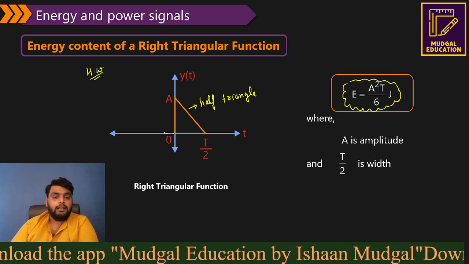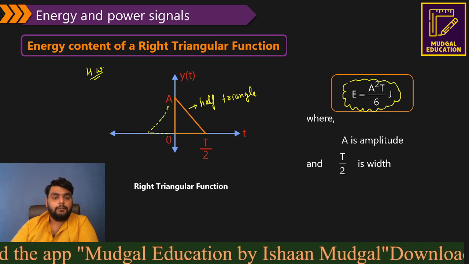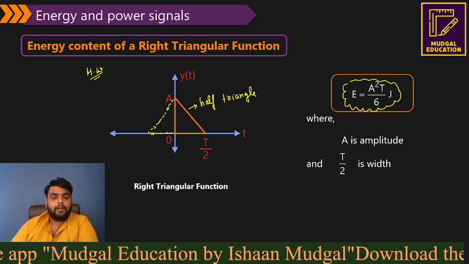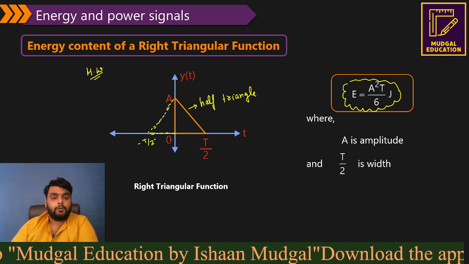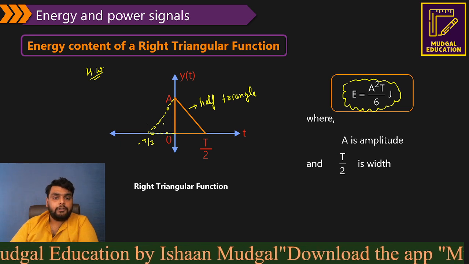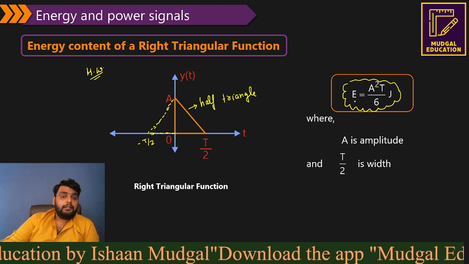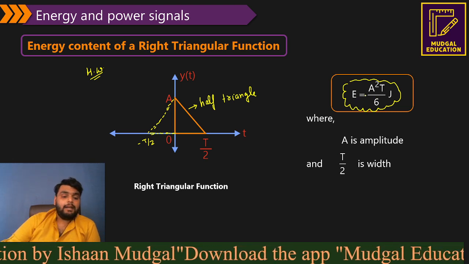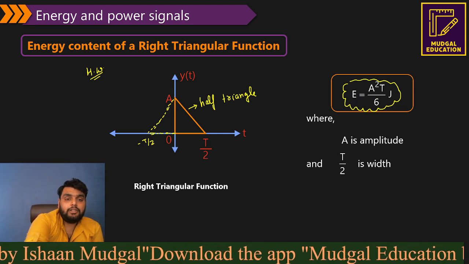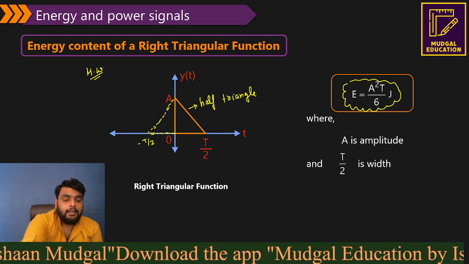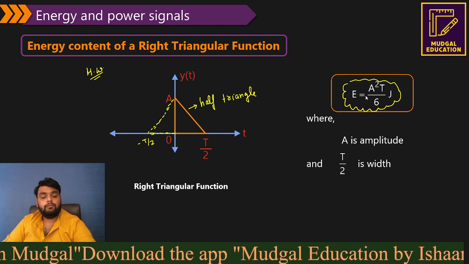Because if you see the earlier figure, the earlier question, this was the complete triangle and we showed minus t by 2. So if I remove this dotted line here, it becomes the half triangle. That's why energy becomes half. In the earlier case, energy was A square t by 3, but right now, the energy here is A square t by 6. So in this manner, you can remember the formula here.